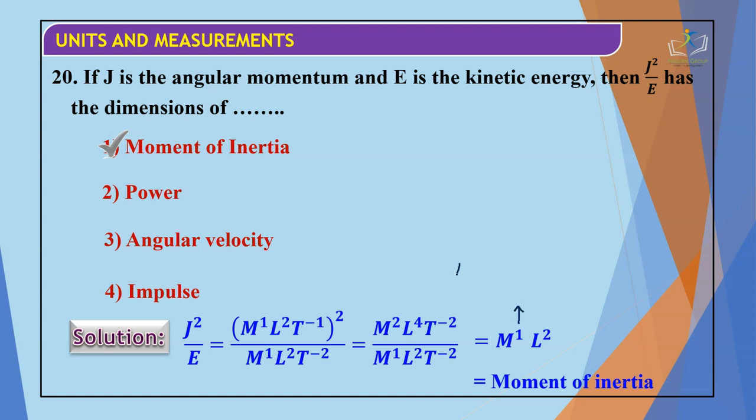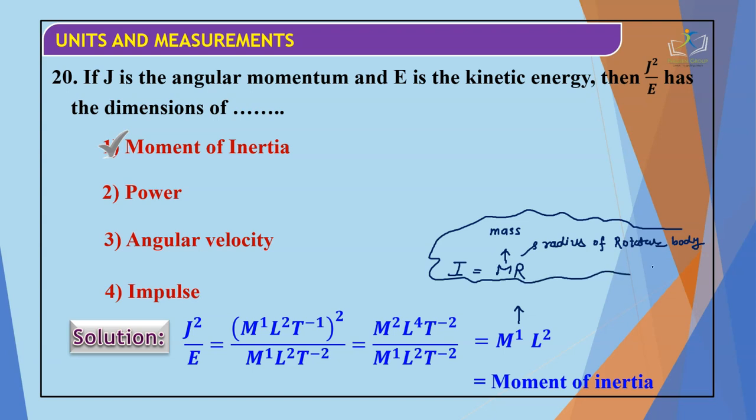Students, if you don't remember the formula of moment of inertia, that is I is equal to m r square. So m is the mass and r is the radius of that rotatory body. We can say rotatory body if you don't want to consider it, so radius between the two bodies and from their axis. Next question.